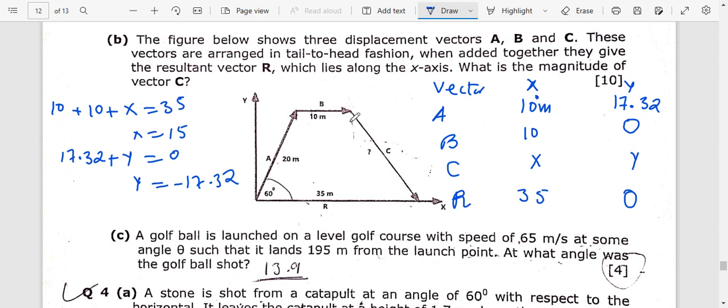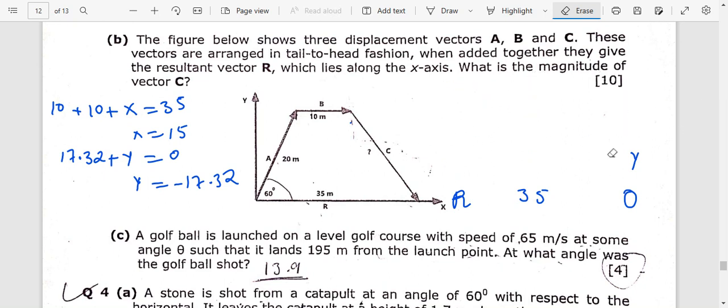And this makes sense. This vector is going down. It is going in the direction of the negative y-axis. That's why the y value is negative. The x value is positive. So now that we have found this, we need to find the magnitude.